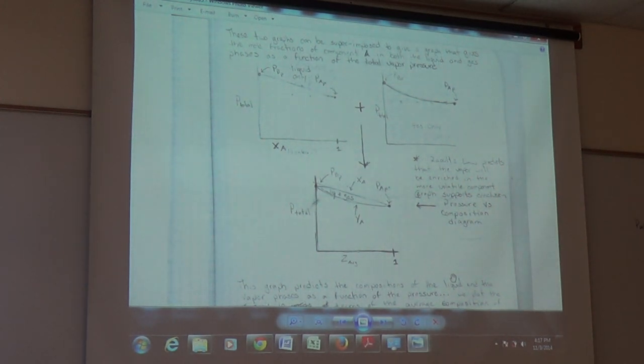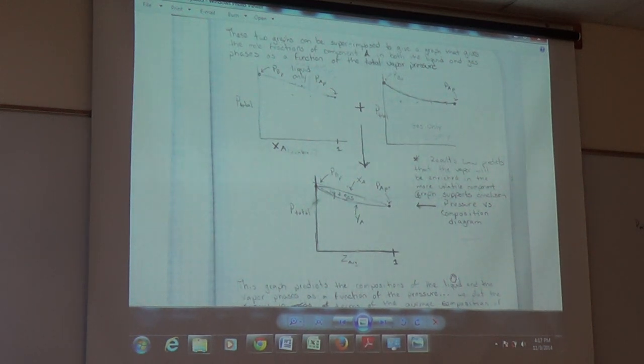Which of these components is more volatile? If it's more volatile, it's going to have a higher or lower vapor pressure? Higher. Volatile means that the stuff goes in the gas phase really readily, right? And so your component B here, when it's in the pure form, has a higher vapor pressure than component A, indicating that component B is more volatile than component A.